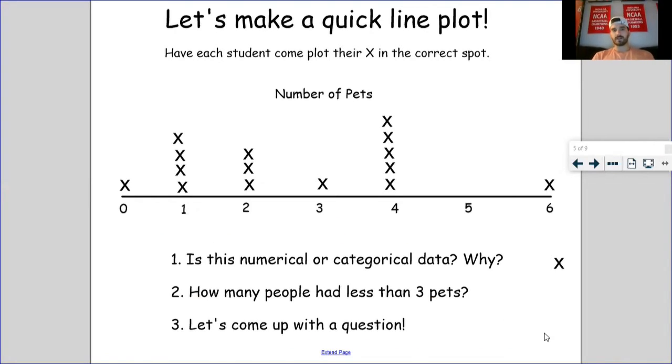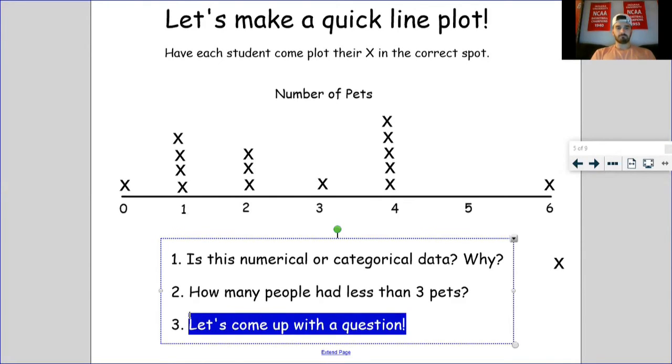So less than 3 would not include 3. That would either be people who had 2 pets, 1 pet, or no pets. Remember, all these X's represent 1 student. You got 1, 2, 3, 4, 5, 6, 7. That would have been 8 students.